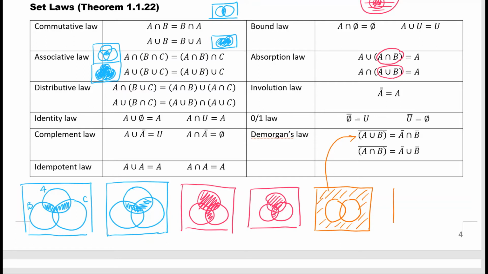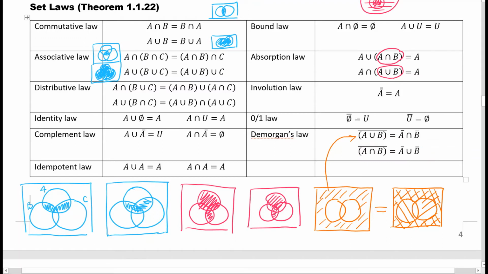And then, what is A complement intersect B complement? A complement is outside of A, right? This region. And B complement is outside of B. When you take the intersection, that is the common region. You can see the common region is just this, right? That's why they are equal. And similarly, we can prove that A intersect B complement equals A complement union B complement.